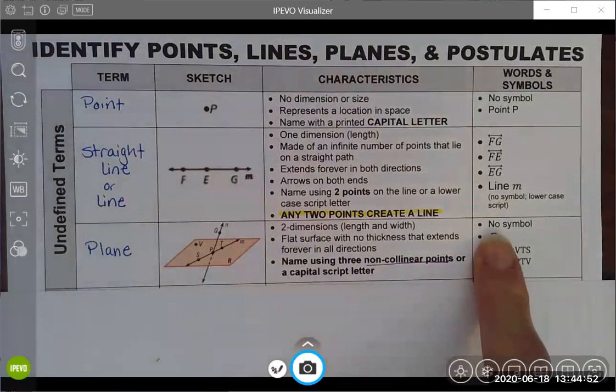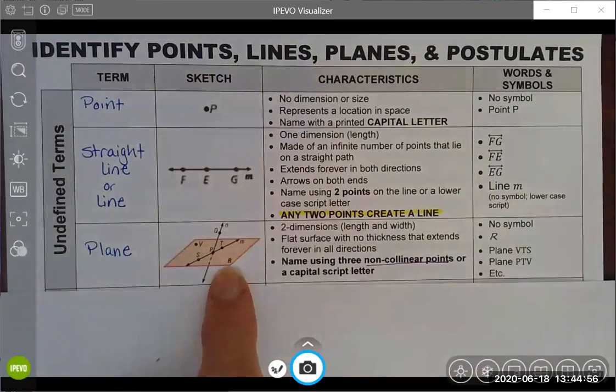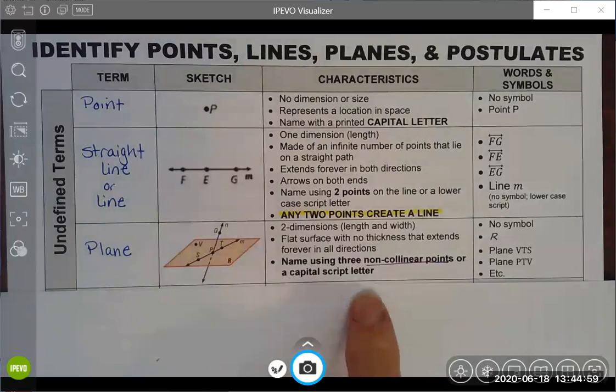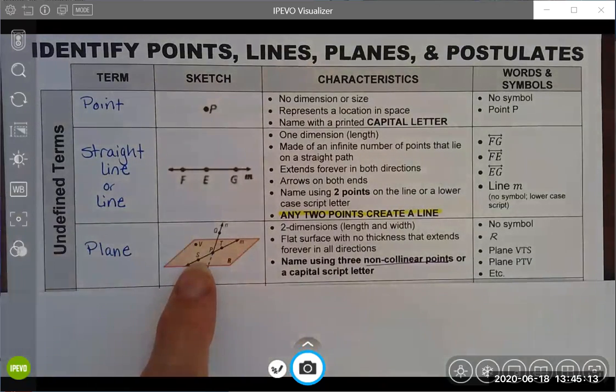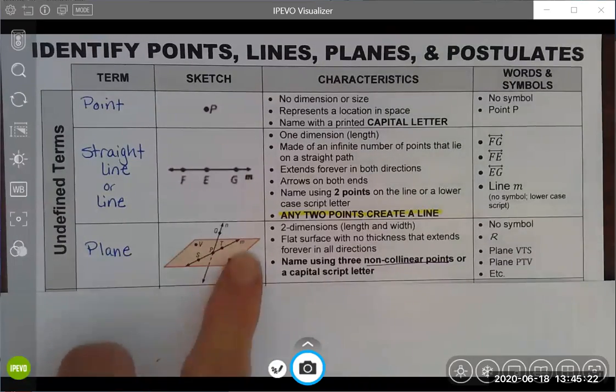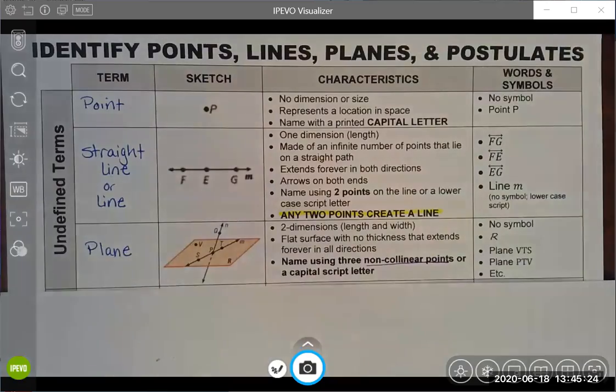There is no particular symbol for a plane. You can represent it with a cursive letter, and you'll notice that this has a cursive letter R here. Any 3 non-collinear points, and we'll talk about what collinear is in a moment, but any 3 points that are not on the same line, can create a plane. So in this particular example, because S and V and P and T are not all 4 on the same line, then I know that those points create this orange plane that you see identified here.